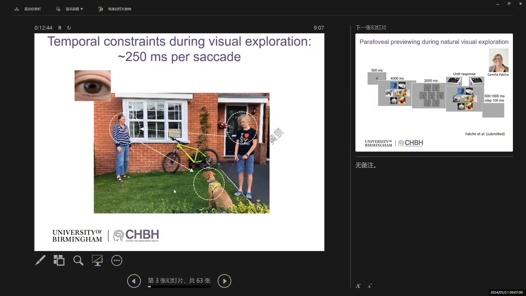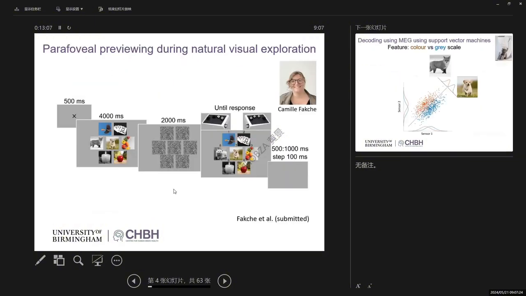So there's a need to really study on a fast time scale what is going on in the brain when we are doing this natural visual processing. And of course, to do that, we need tools that allow us to investigate this fast processing. In our case, that's MEG, right? One can investigate this in humans with EEG and MEG. So the first study I will show you is on natural visual processing, exploring these kinds of objects.